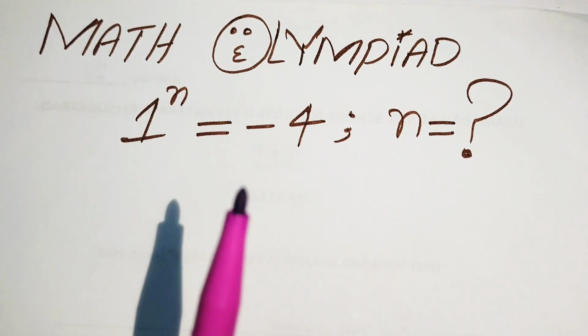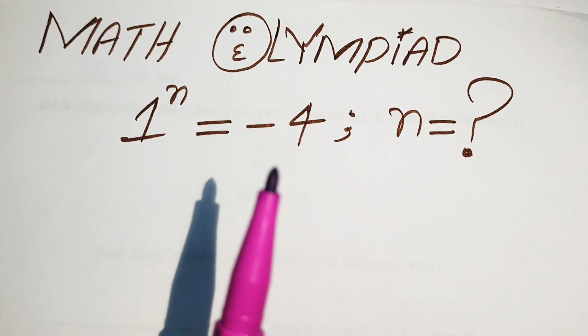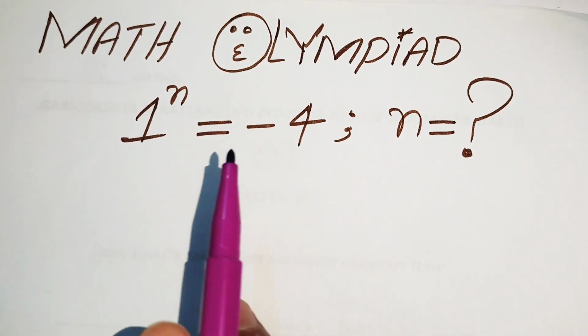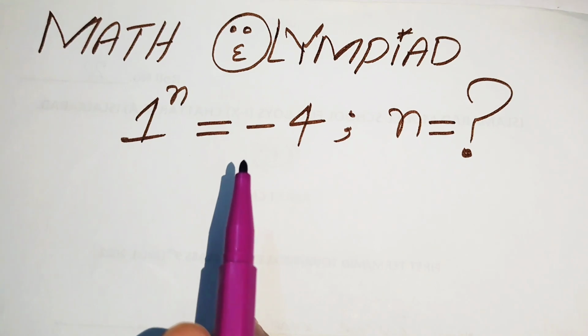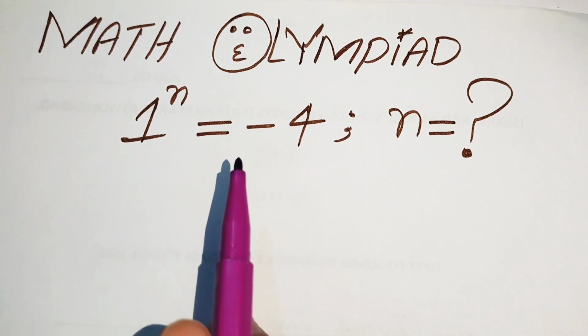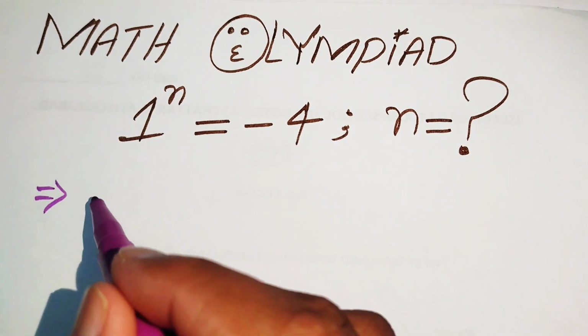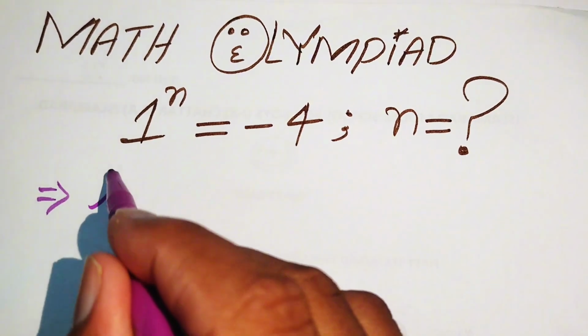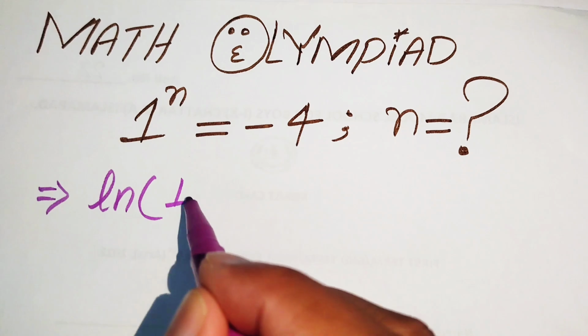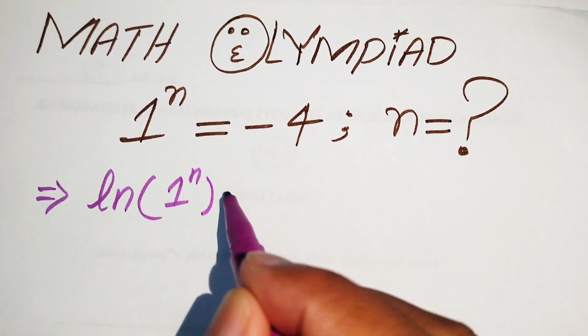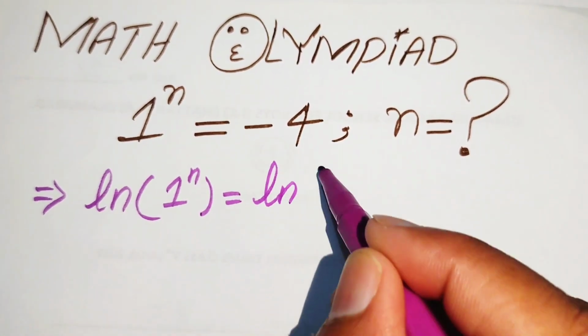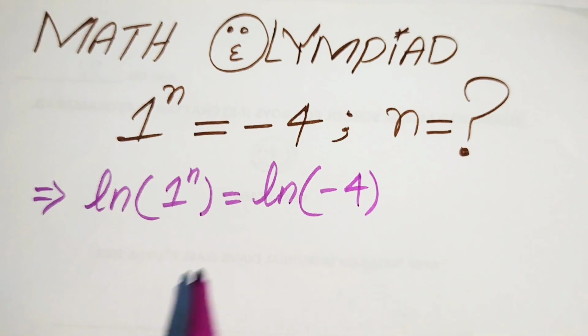Hello everyone, welcome to solve this math Olympiad algebra problem, and here we have 1 to the power of n equals to minus 4, and we solve this problem for the values of n. So here we first take the natural log on both of the sides. When you take this natural log, it is written as log of 1 to the power of n equals to log of minus 4.